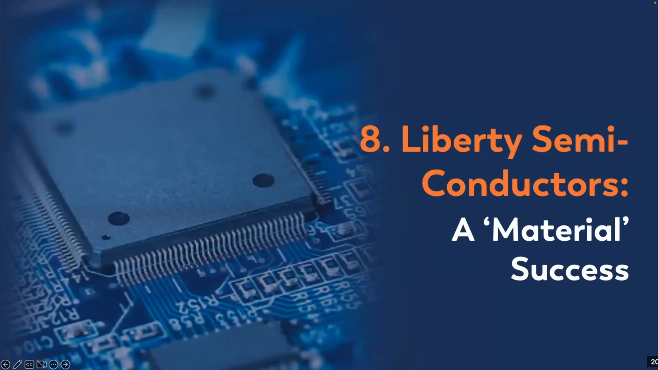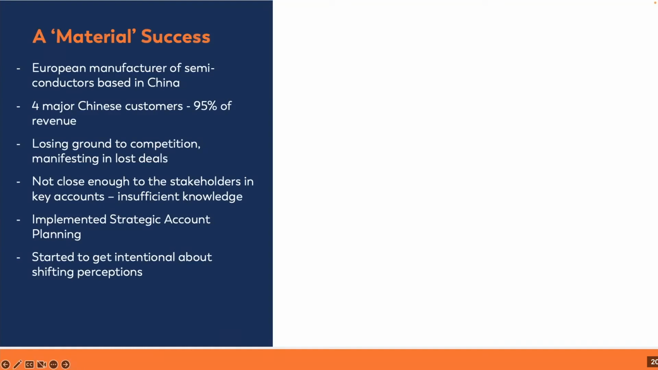Now, to give you an example, I've changed the name of the organization here, just obviously for commercial sensitivities, but this is a large European semiconductors manufacturer. And we've been working with them for the last 18 months. So let me just give you the background. This particular part of their business is based in China. They have 4 major quasi-government organizations that provide 95% of their revenue. They had been losing some serious ground to competition, lost opportunities that they really should never have lost.